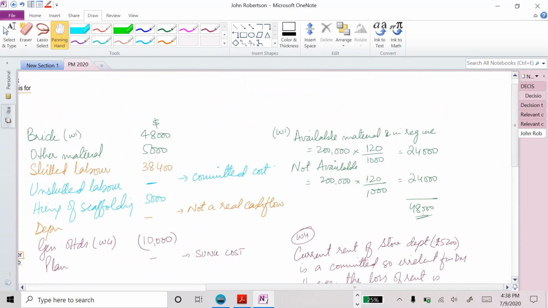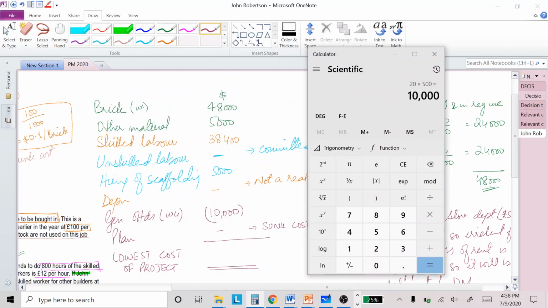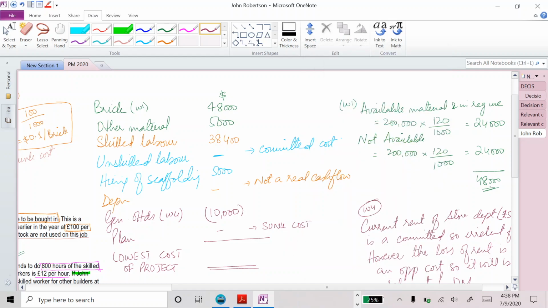So this is basically the total cost, the lowest cost of the project, right? And that will be what? Let's check this. 48,000 plus 5,000 plus 38.4 plus 5, minus, no minus. All are costs now, so plus 10,000. 106.4. All are costs, so we will not deduct it. If we deduct it, then in that case it will be considered as saving. So this will be the lowest cost, right?